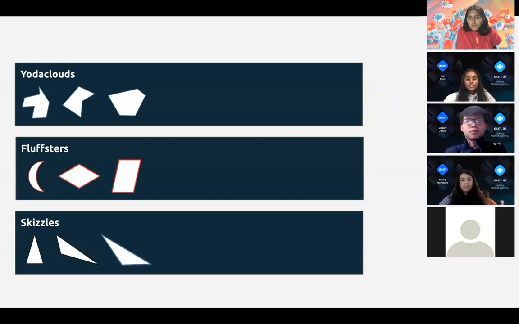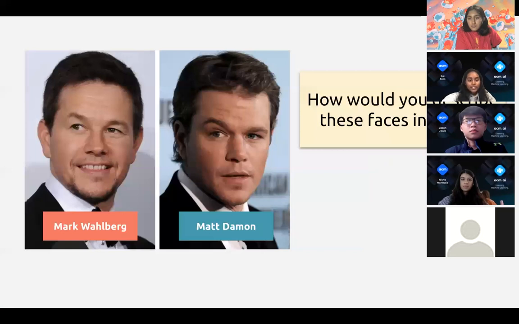We have to train the AI with lots of data and label the data so that it understands the patterns and is able to perform well by itself. So let's look at a different scenario. Say somebody asks you to describe Mark Wahlberg and Matt Damon to them when they haven't seen them.